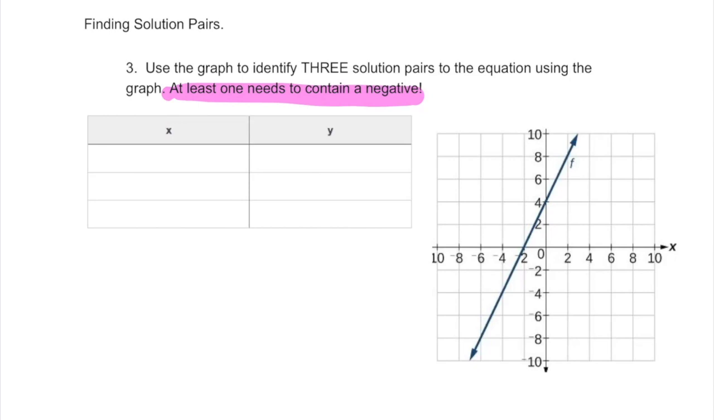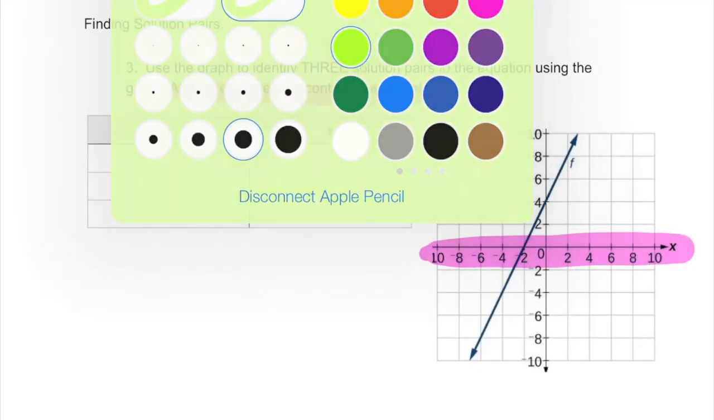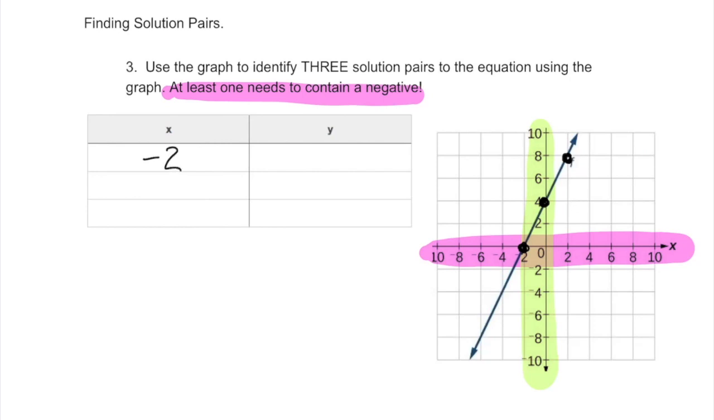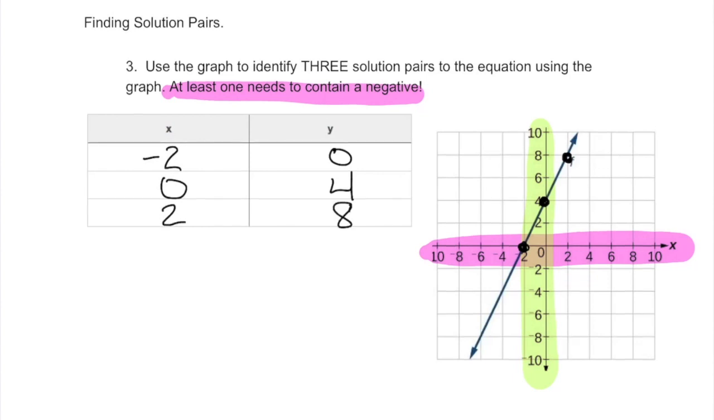Some things to remember when we're looking at our graph: our x-axis is our horizontal and our y-axis is our vertical. So the first thing we need to do is just identify 3 points. I'm going to choose this one here, this one, and this one. This first one, our x was -2 and our y was 0. Our second point, our x was 0 and our y was 4. And the third, x was 2, y was 8.